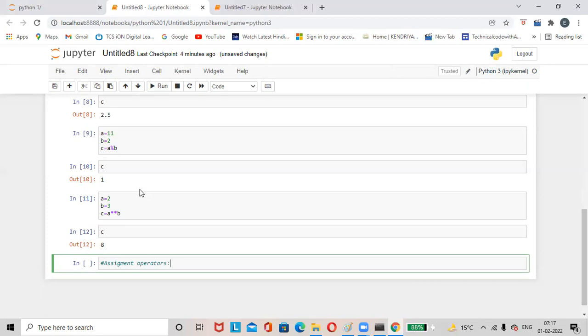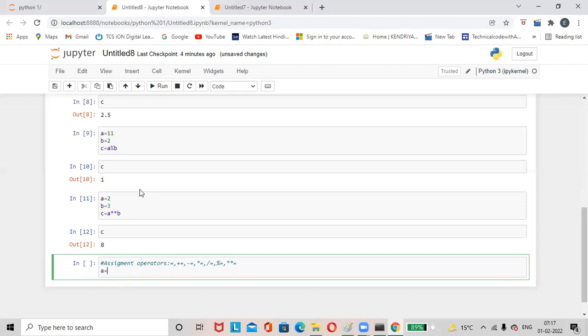What are assignment operators? Equals to, okay, plus equal, minus equal, then multiply equal. These are all the assignment operators. Modulus equal. Okay. Then exponent equal. We'll check the examples one by one.